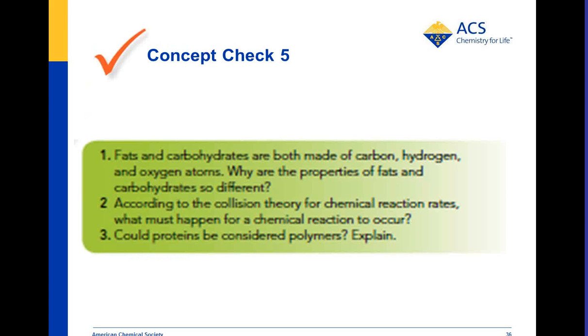Concept check number 5. Question 1 immediately reinforces the structure of carbohydrates and fats and why that structure determines properties that are so different. Question 2 takes the students back to the collision theory that was introduced in Unit 4 to further illustrate what has to happen in order for a chemical reaction to occur. Then question 3, as is the norm in all of the concept checks, leads the student into the next subject or concept in which they are going to engage.